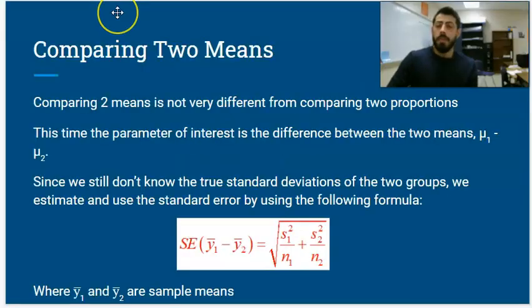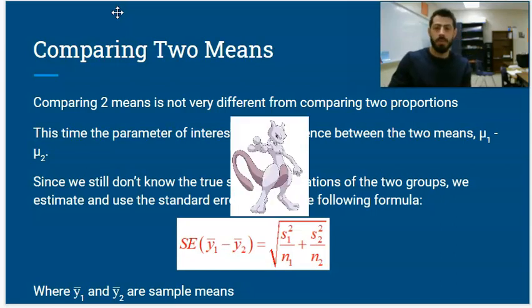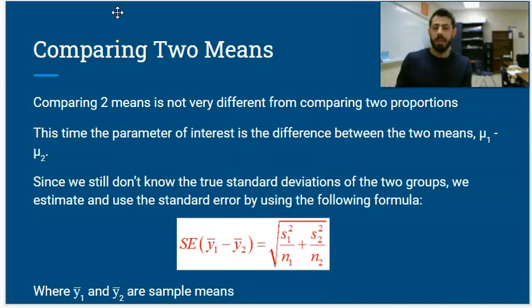Two means. Comparing two means isn't very different from comparing two proportions. You'll recall that at the end of Unit 6, we spent a decent amount of time comparing two different proportions. Usually this is done through subtraction. Means are the same way. The only difference this time is in the parameter that we're looking for. Before it was p1 minus p2. Now, in this case, it's going to be mu1 minus mu2, or the two different population means.